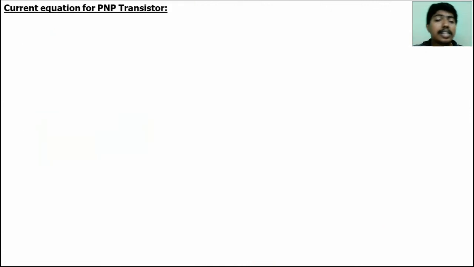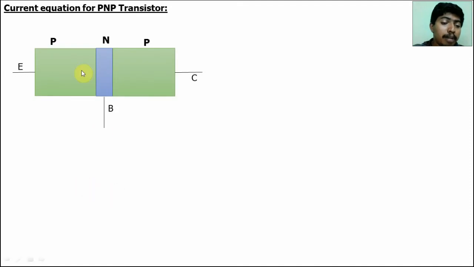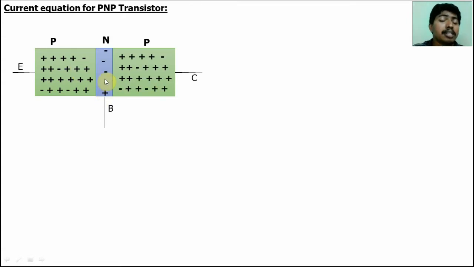Now we will discuss the Pnp transistor. Pnp transistor means P-type, N-type and P-type materials are combined. Same concept as the Npn transistor. Here in this P-type material, holes are the majority carrier and electrons are the minority carrier. In the N-type material, electrons are the majority carrier. Thickness of the base material is very less. So here the majority carrier is very less and also the minority carrier is very less.